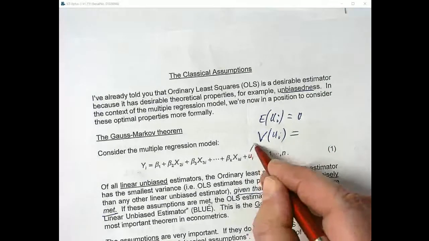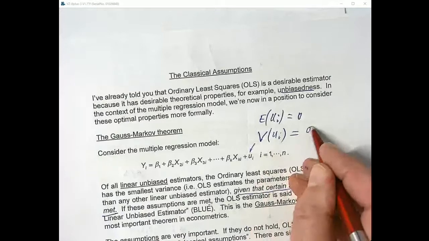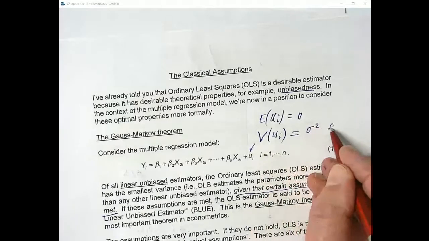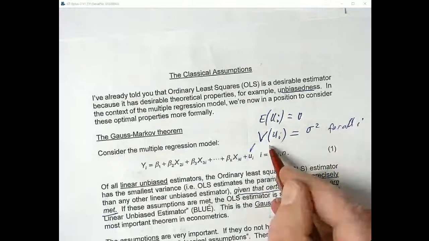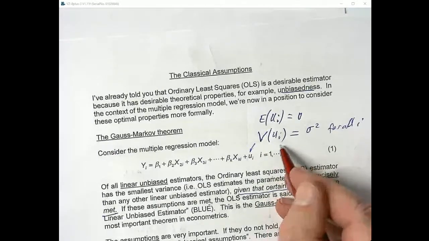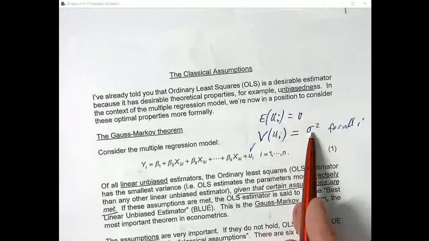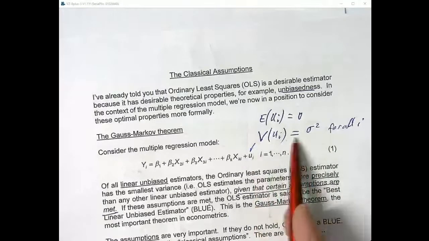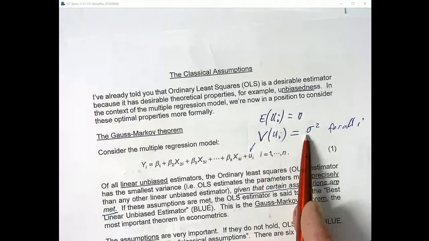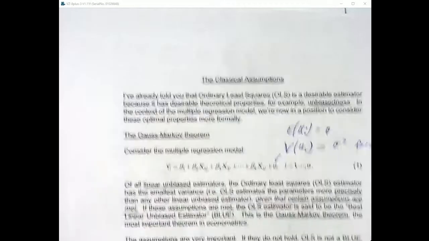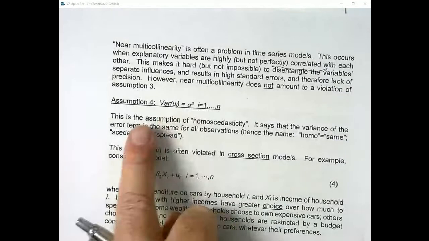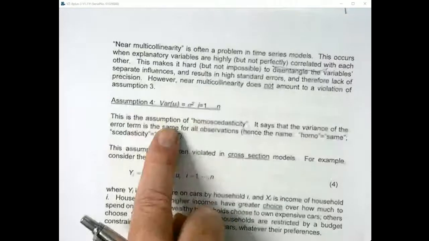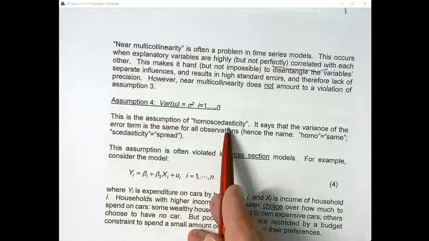We're talking about this error term. The variance of the error term is sigma squared for all observations. That is assumption 4. Now, the crucial thing about this assumption is there's no i here. So what we're saying is that the variance of the error term is always the same. And this is the assumption of homoscedasticity. Variance of the error term equals sigma squared for all observations. This is the assumption of homoscedasticity.